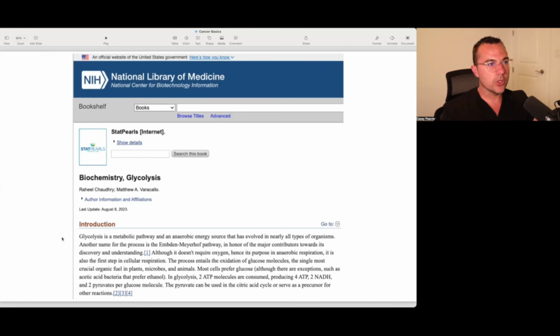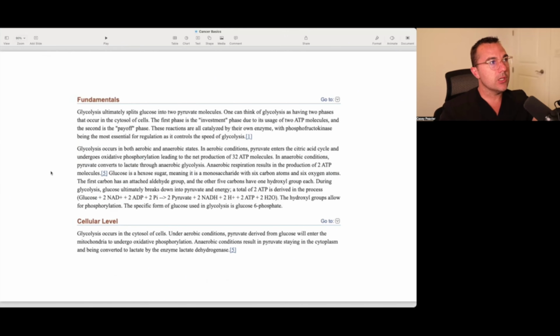Most cells prefer glucose, although there are exceptions such as acetic acid bacteria that prefer ethanol. In glycolysis, 2 ATP molecules are consumed, and it produces 4 ATP molecules, 2 NADHs, and 2 pyruvates per glucose molecule. The pyruvate can be used in the citric acid cycle, which we'll talk about in a later video, and serve as a precursor for other reactions. It says here that glycolysis ultimately splits glucose into 2 pyruvate molecules.